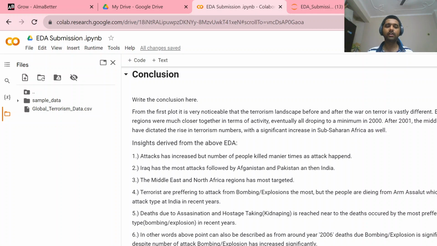In other words, the above point can also be described as: from around 2006, deaths due to bombing and explosions have significantly decreased, despite the number of bombing and explosion attacks increasing significantly. Deaths due to the attack type unarmed assault are always zero, irrespective of the number of attacks. The highest number of attacks occurred in the Middle East and North African region, followed by South Asia.